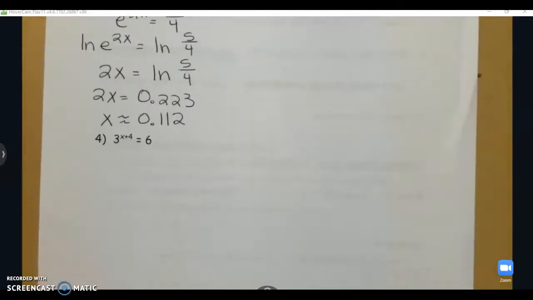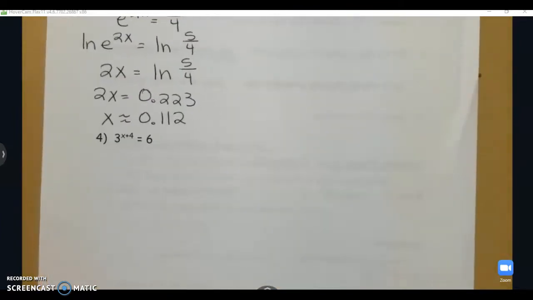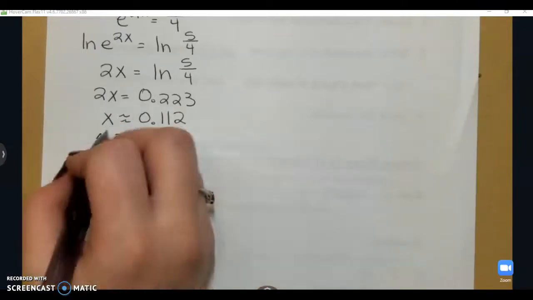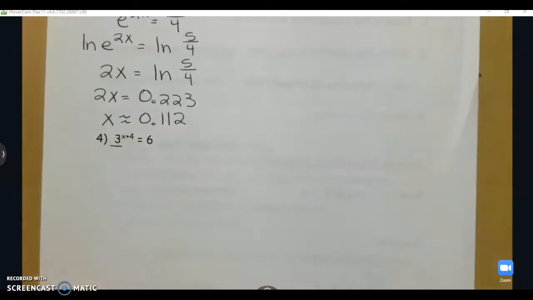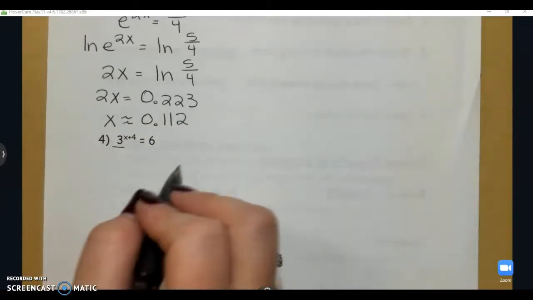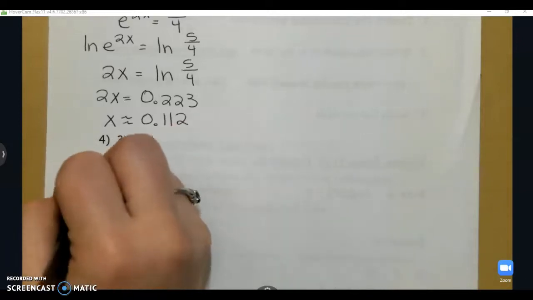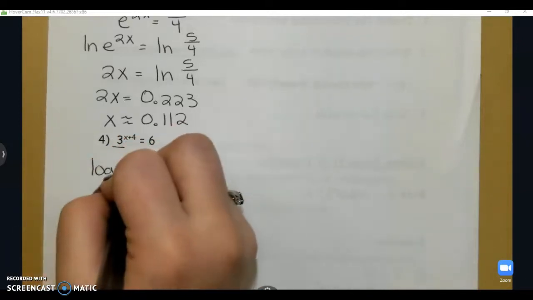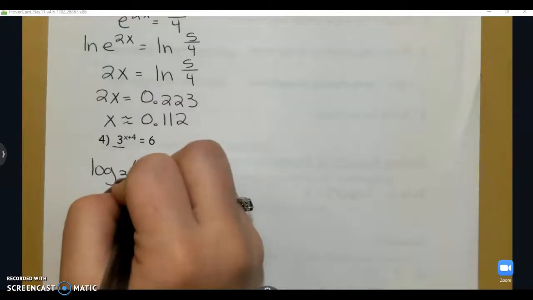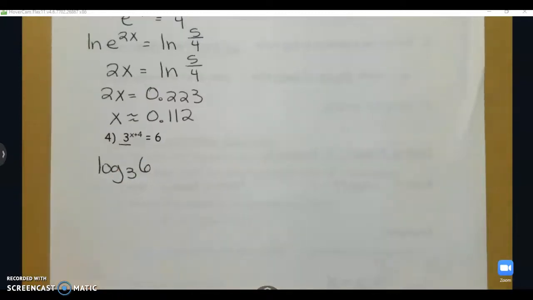All right, on to 4. 3 to the x plus 4 power equals 6. My exponential is already written by itself, so I'm going to take the log of both sides, and 3 is going to be my base because that is what is being raised to the power in my exponential expression. So log base 3 of 6, I'm sorry, I'm not writing it in log form. I'm taking the log of both sides, pardon me.